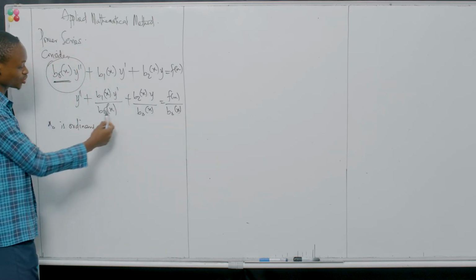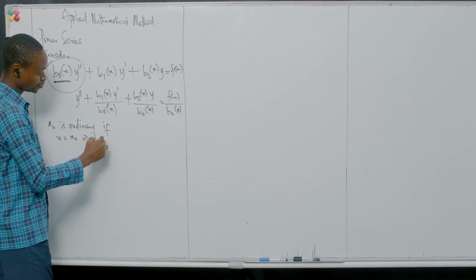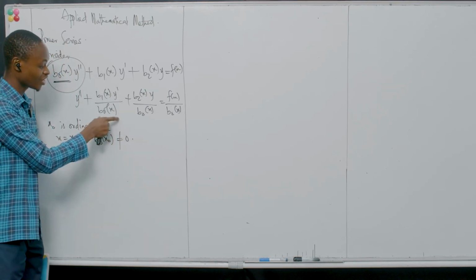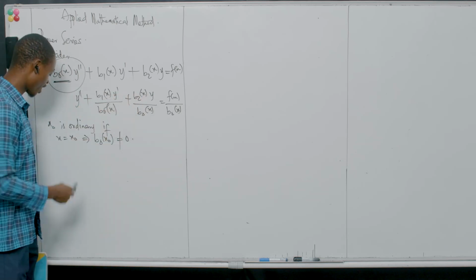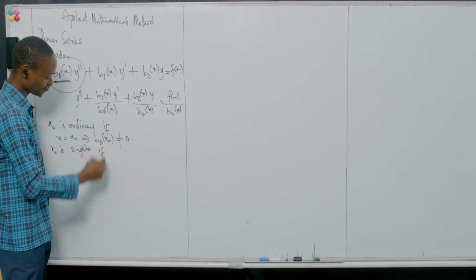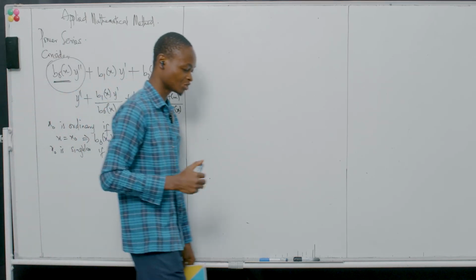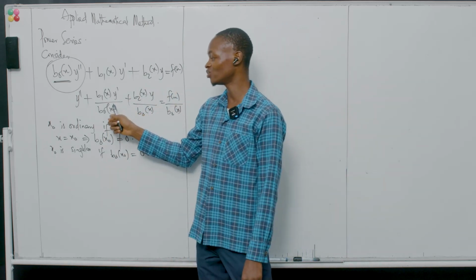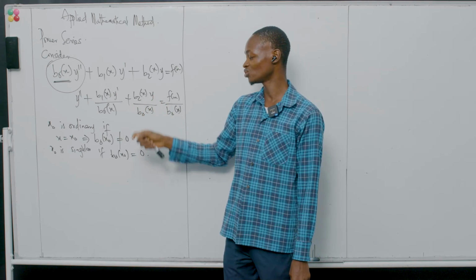So the moment you now put x naught into that denominator, that means whenever x is equal to x naught, b naught of x naught now is not 0, which means whenever you put that value here, you will get a result that is not 0, which means this place will not be undefined. However, x naught will be singular if b naught of x naught is equal to 0. So that's just the basic difference between an ordinary point and a singular point. The ordinary point, when you put it into that value, you won't have 0. But if it is a singular point, when you put in that value, you would have 0.